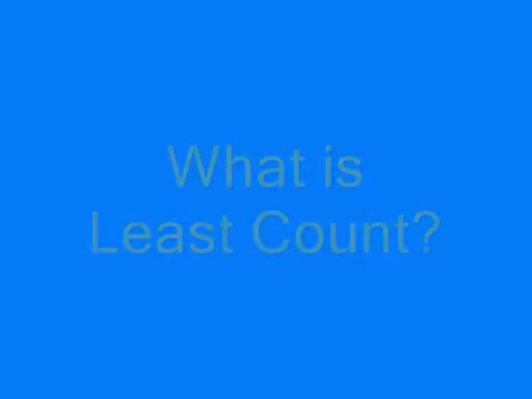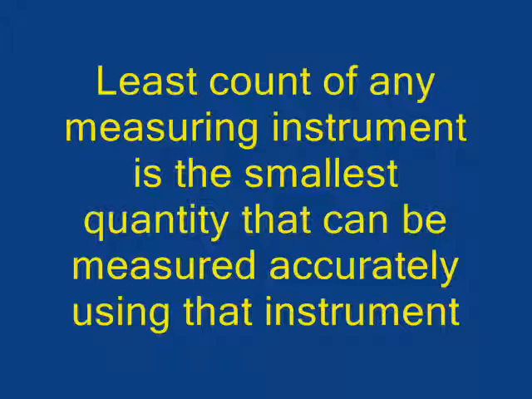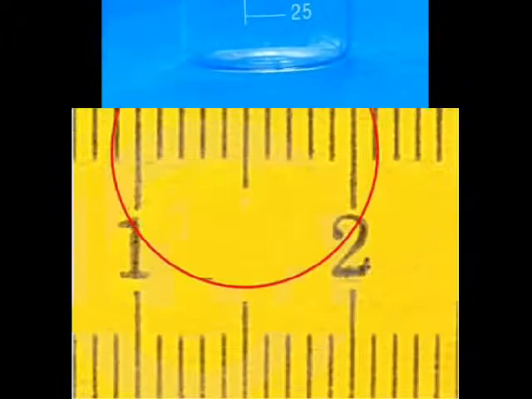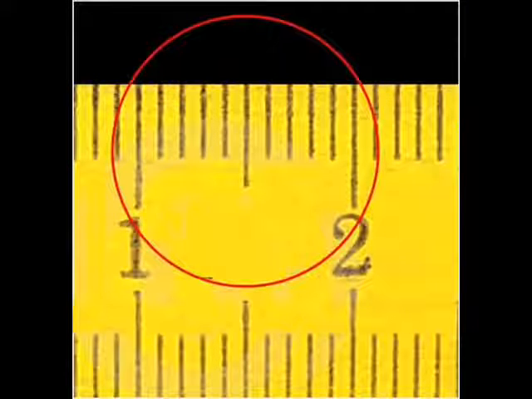What is least count? Least count of any measuring instrument is the smallest quantity that can be measured accurately using that instrument. For example, this is a 150 ml beaker. The smallest quantity that can be measured using this beaker is 25 ml. So the least count of this beaker is 25 ml. And another example, this is an ordinary wooden scale. The smallest quantity that can be measured using this wooden scale is 1 mm. So the least count of this wooden scale is 1 mm.